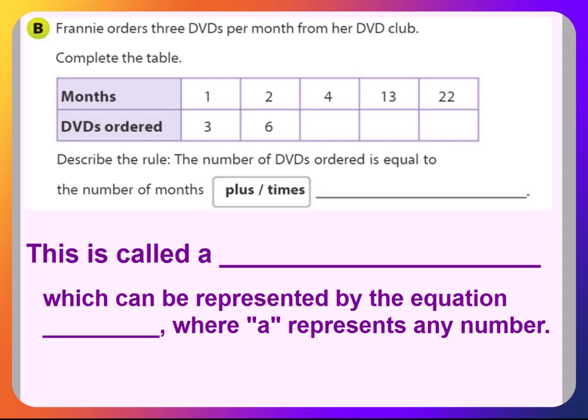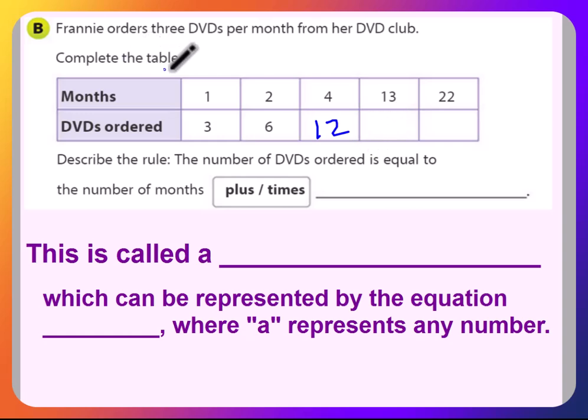Now let's try this one. Franny orders 3 DVDs per month from her DVD club. So let's complete the table. In 1 month, how many DVDs does she order? 3. 2 months, how many DVDs would she have ordered? How many total DVDs? 6. After 4 months, or in 4 months, how many total DVDs would she have? 12, right?